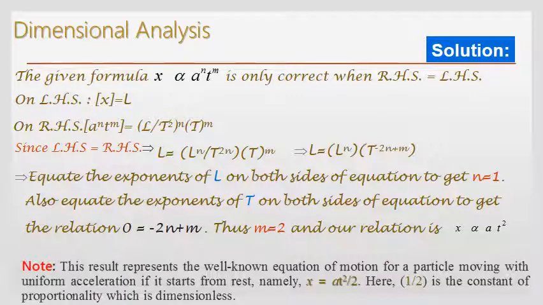It must be noted that this equation is one of the equations of motion of a particle moving with uniform acceleration when the initial velocity is considered 0. Here, the fraction half is the constant of proportionality, which is dimensionless in our case.